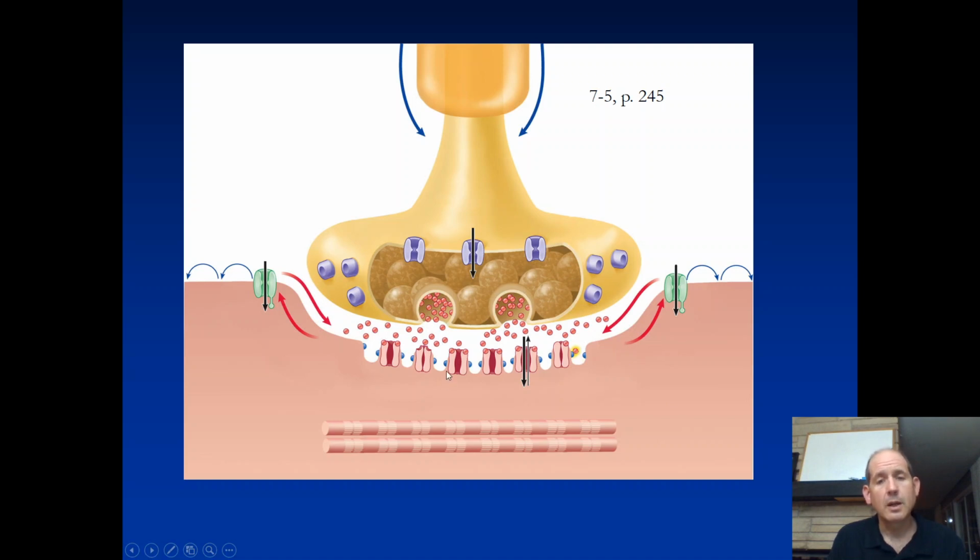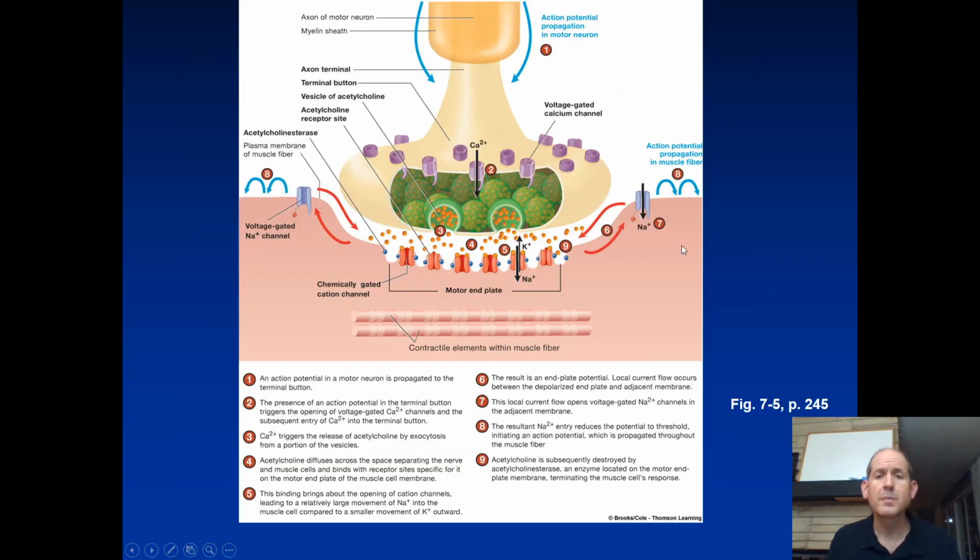I'd like you at some point to try and draw this figure. We've already gone over this in lecture, covering the events at the neuromuscular junction, which are very important. You can fill in this blank figure. It's figure 7-5 in your textbook.